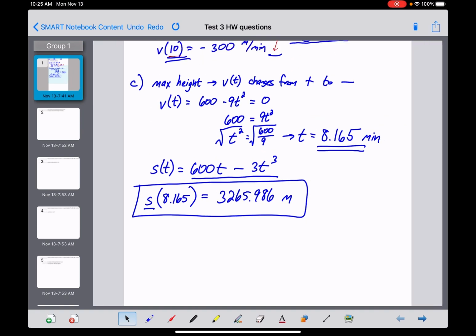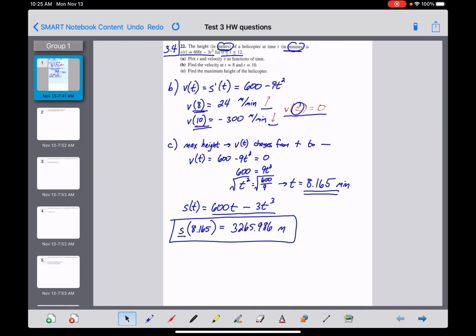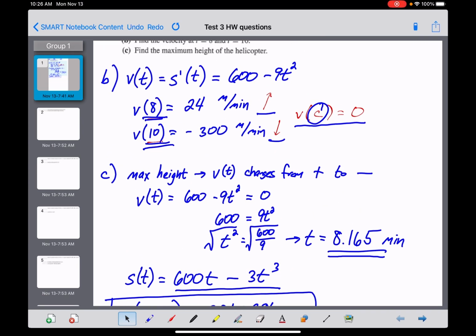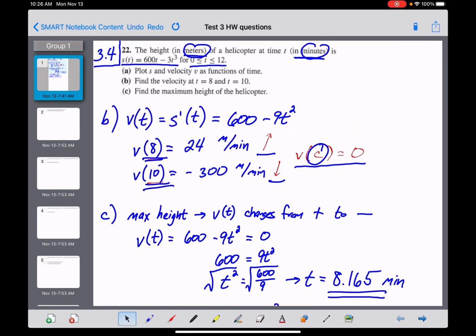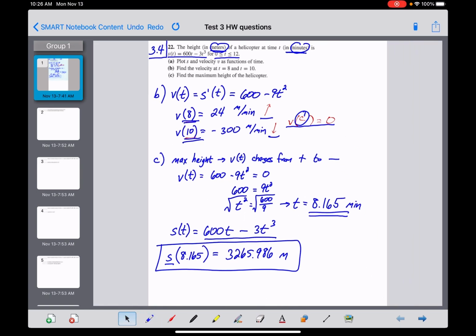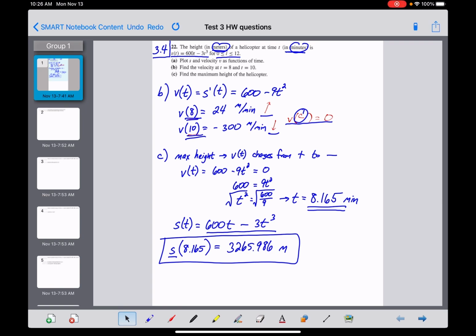So again, guys, I didn't actually do part A, but I think all you would need to do at that point would be to plot that on your calculator, and I think you guys will do fine with that. That's not a function, either the position or the velocity, that I would need you guys to be able to graph by hand. So go ahead and use the calculator for the graphs on part A, and then here's what we have for parts B and C, and that's a wrap then on number 22.